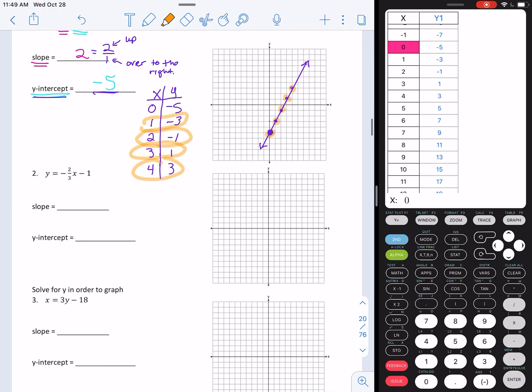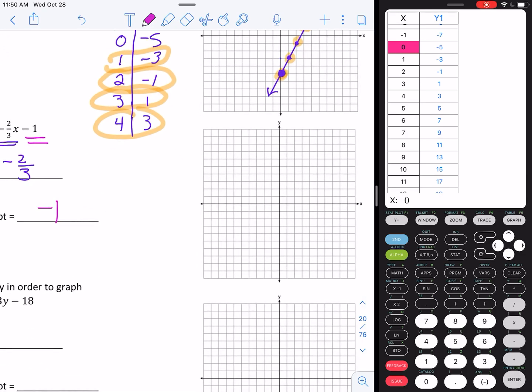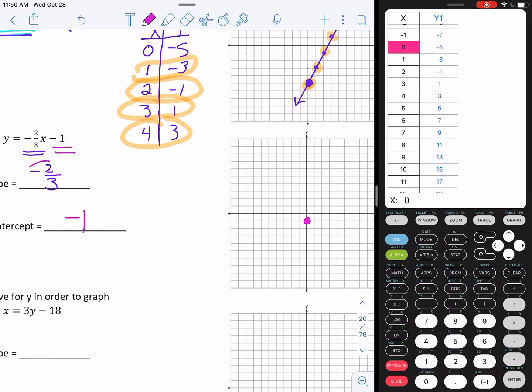All right, so the next one, your slope again is the one with the x. So slope here is negative 2 over 3. And the y-intercept is the one by itself without an x, so negative 1. So if you're going to graph this by slope and y-intercept, you're going to start at negative 1 on the y-axis. Okay, and now because this is negative, this is telling you to go down 2 and then still to the right 3.